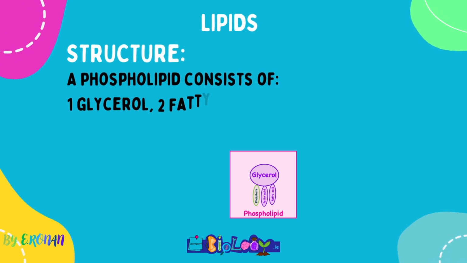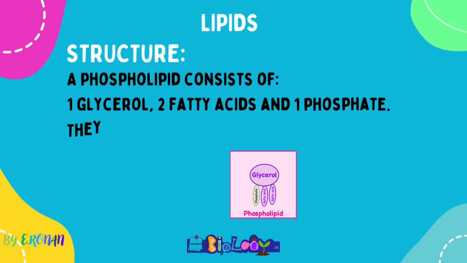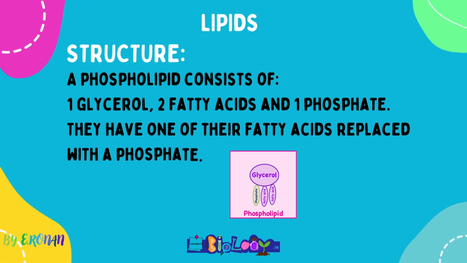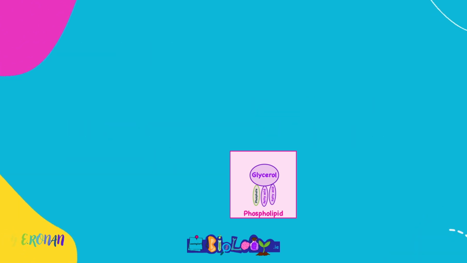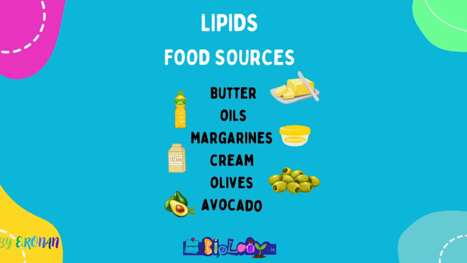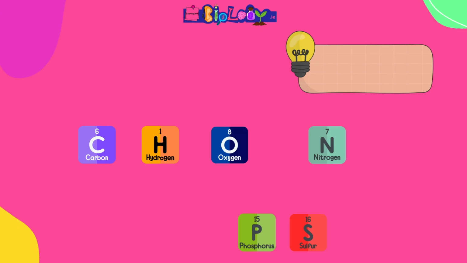Then we have a phospholipid, the second type of lipid. This time we have 1 glycerol, 2 fatty acids and 1 phosphate. Remember, it is found in the phospholipid bilayer with the water-loving phosphate head and the fatty acid water-hating tails. Again, we need to know sources of where we find lipids in food. So butter, oils, margarine, cream, olives, avocados are all food sources of lipids. Okay, so that is our second biomolecule, and now we're going to move on to the third one, and the one that is going to appear again and again, which is proteins.